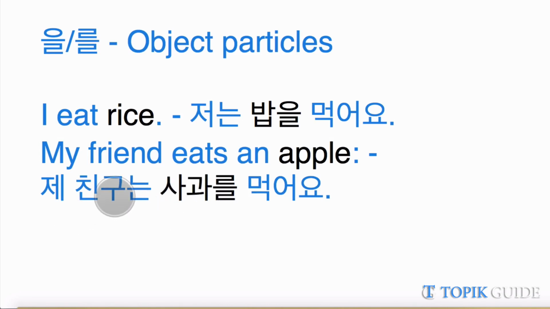So che chingu, my friend, is the subject here. So we have used nun. In the previous sentence, cho, I, is the subject. So I have used nun with cho. And pap and sagwa are objects. So we have used ill and rill with them.